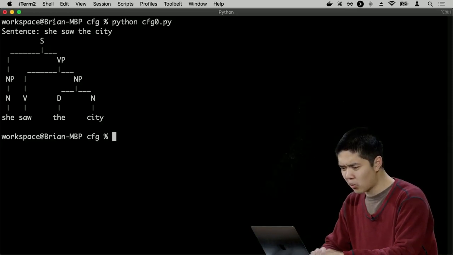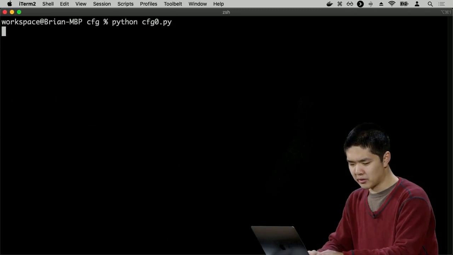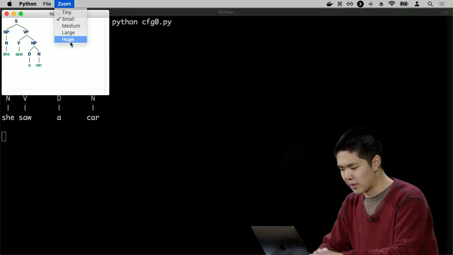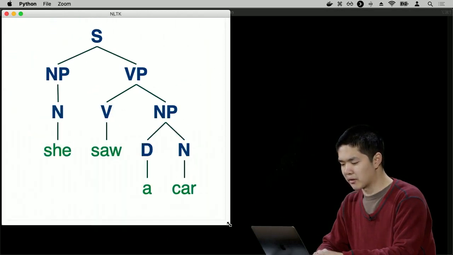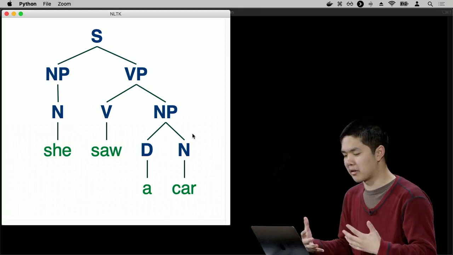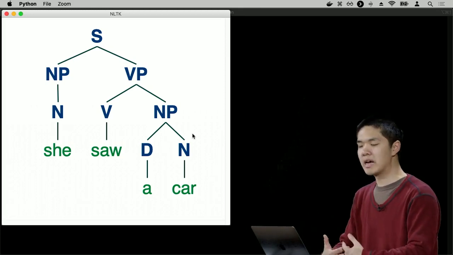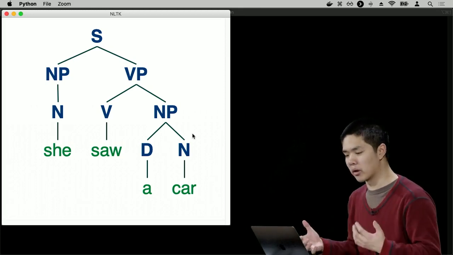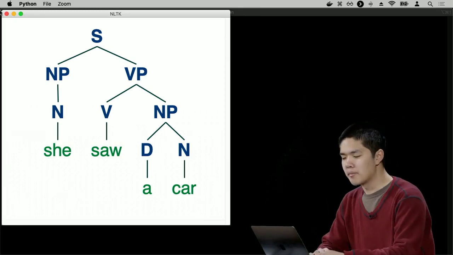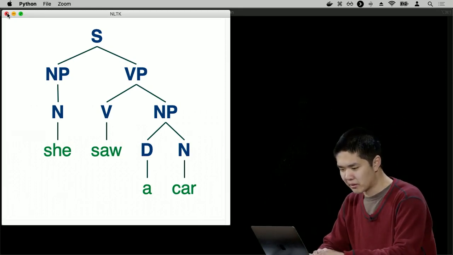And let's do one more with this grammar. Let's do something like "she saw a car." And that is going to look very similar. We also get "she," but our verb phrase is now different. It's "saw a car," because there are multiple possible determiners in our language and multiple possible nouns. I haven't given this grammar all that many words, but if I gave it a larger vocabulary, it would then be able to understand more and more different types of sentences.